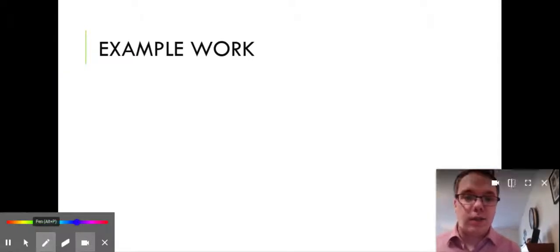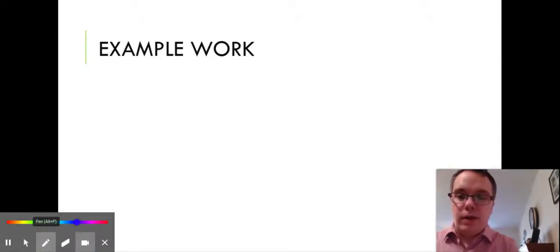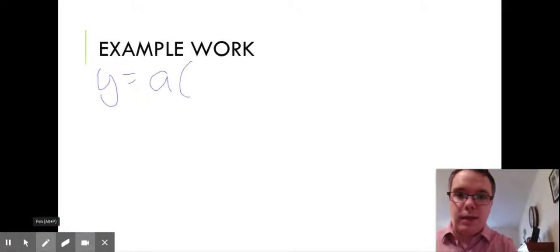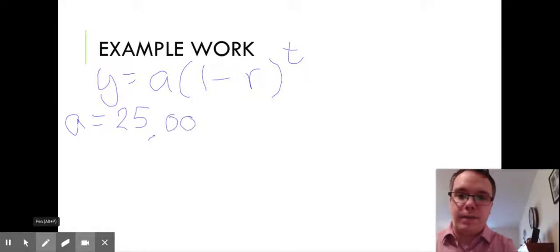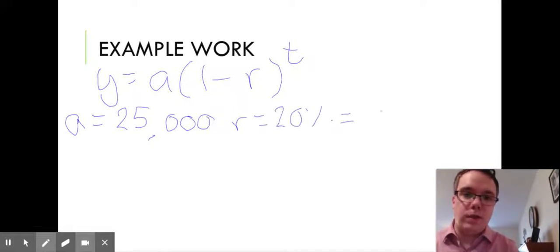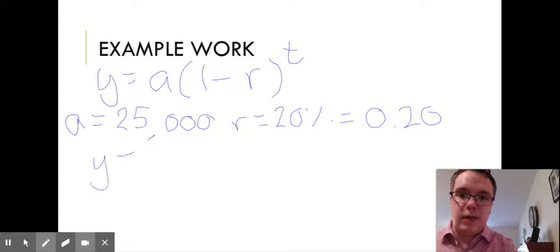So our first thing is to write an equation. Remember, the equation we just got is y is going to be equal to a times 1 minus r to the t. So in this case, our original amount that we paid for our motorcycle was $25,000. And the rate that it goes down would be 20% per year, or 0.20. And so we're just going to fill those things in and simplify to write our equation.